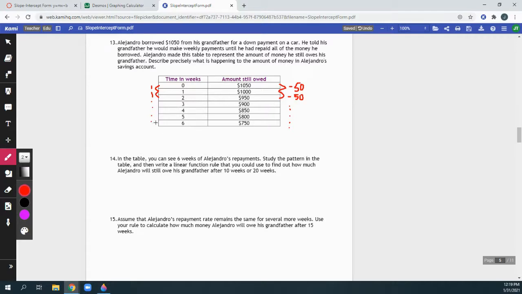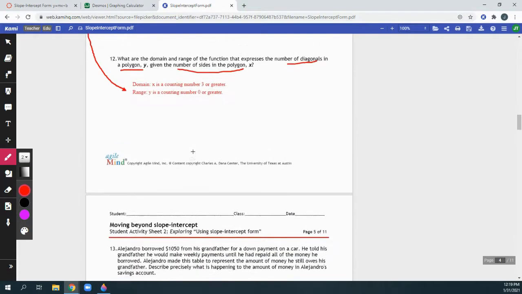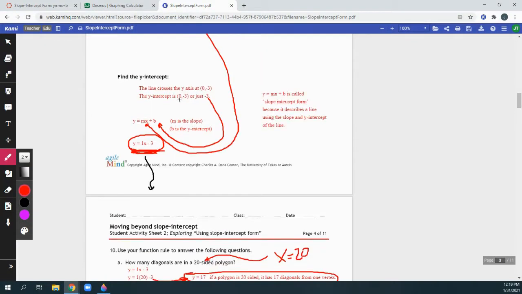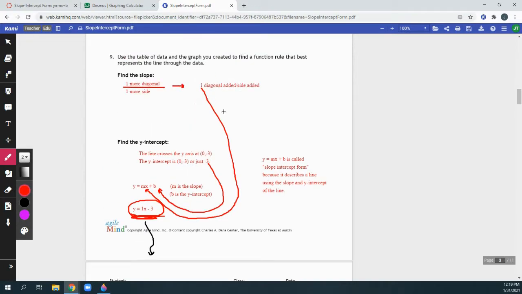Yes, I can. Study the pattern in the table and then write a linear function rule that you could use to find out how much Alejandro will still owe his grandfather after 10 or 20 weeks. Okay, so we're going to do these steps that we talked about up here. We're going to find the slope, we're going to find the intercept, and then we're going to make a function. Okay, remember the slope is how much y changes divided by how much x changes. The intercept is the place where x equals 0. That's what you need to know.